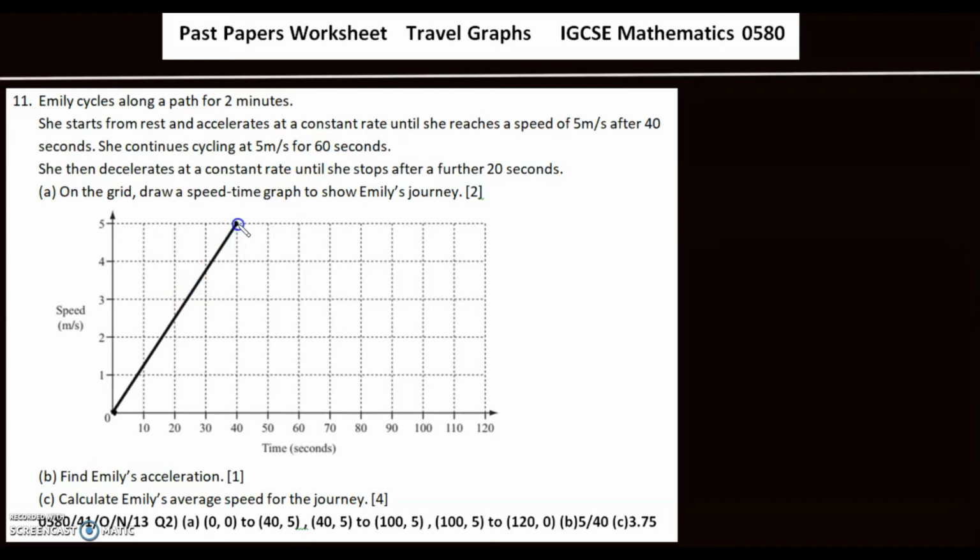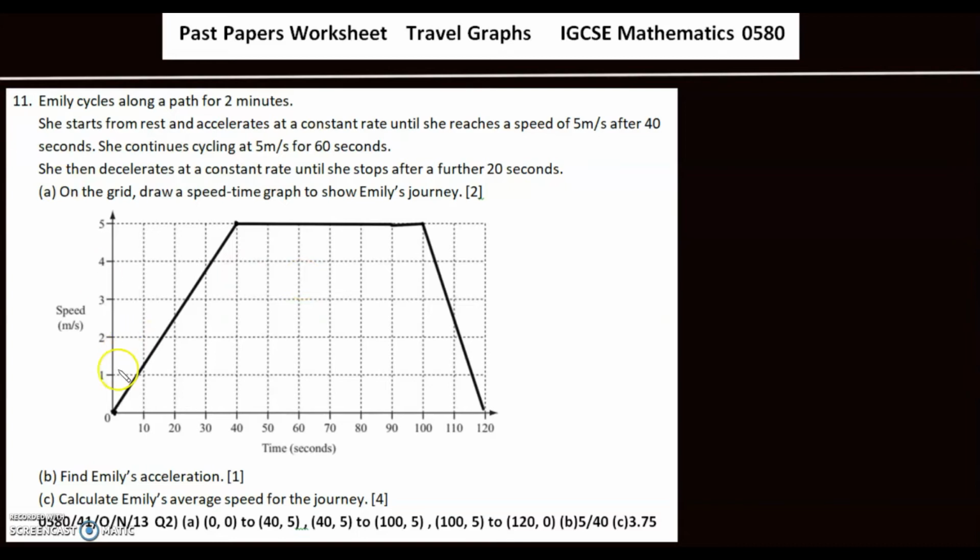So we go 60 seconds beyond this, 10, 20, 30, 40, 50, 60. Here you go till 100. And then she decelerates at a constant rate until she stops after a further 20 seconds. So here she is decelerating and then she stops after a further 20 seconds. So we're done making the graph. Part A is done.